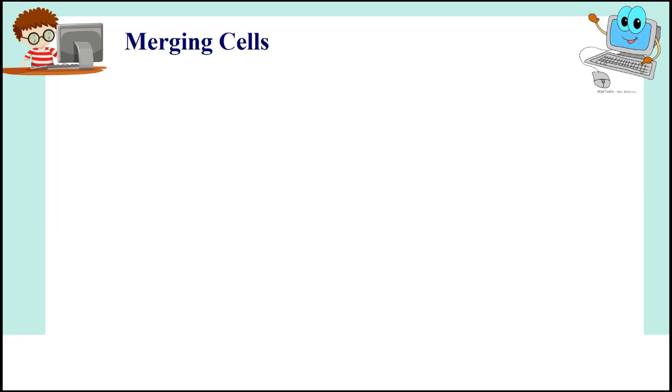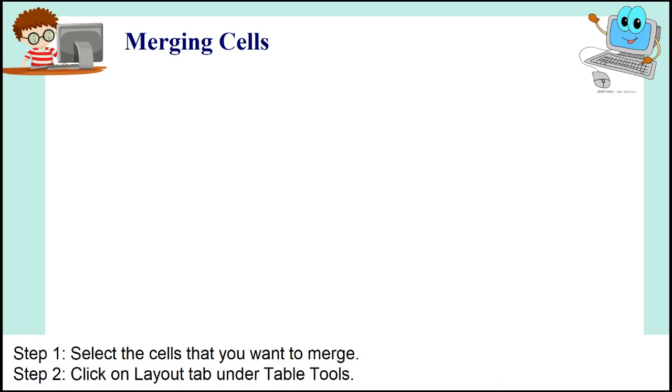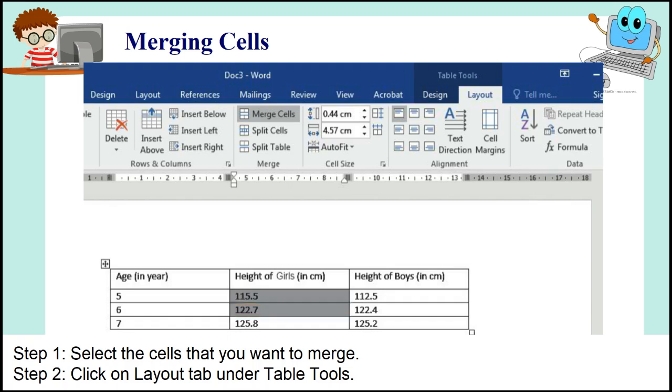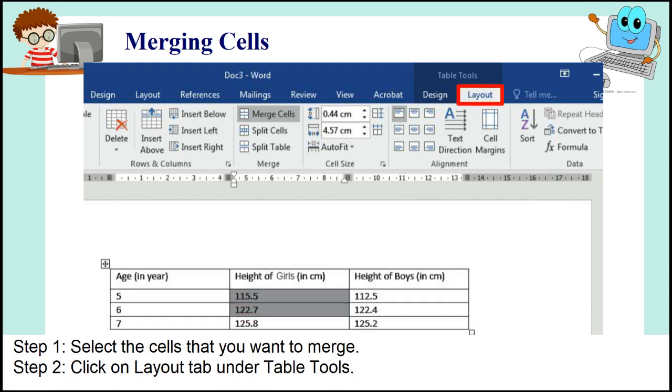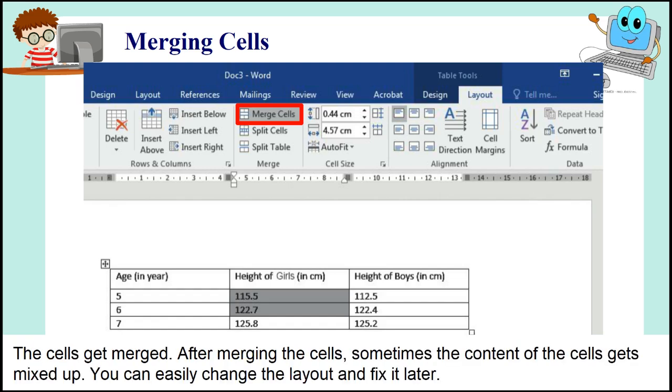Merging cells. You can merge two or more cells in a table to create one large cell. You can merge cells row-wise or column-wise. To merge cells of a table, follow the given steps. Step 1. Select the cells that you want to merge. Step 2. Click on Layout tab under Table Tools. Step 3. Click on Merge Cell command in the Merge group. The cells get merged. After merging the cells, sometimes the content of the cells gets mixed up. You can easily change the layout and fix it later.